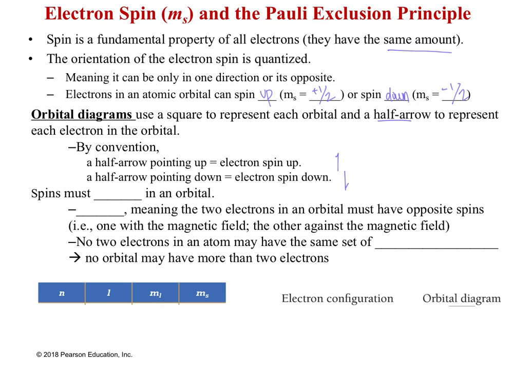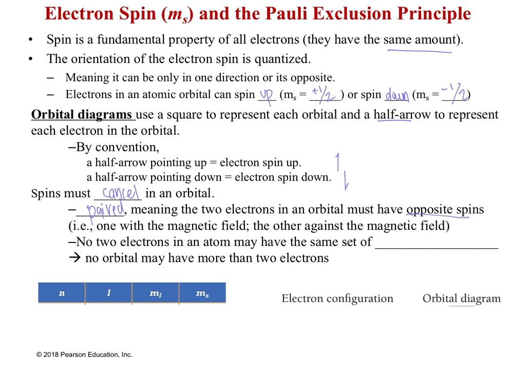When we have more than one electron in an orbital, they need to cancel each other out. And so we're going to have one spin up. So they need to be paired. That's what I mean by cancel out. So we'll have two electrons with opposite spin, one spin up and one spin down.